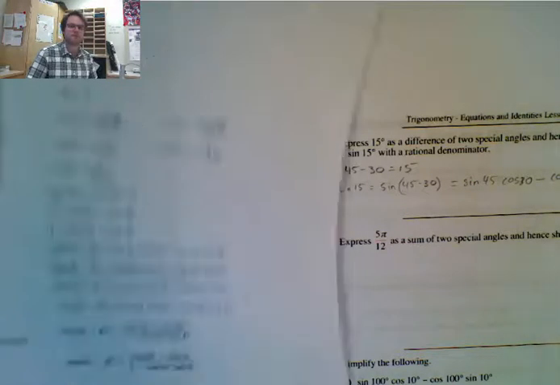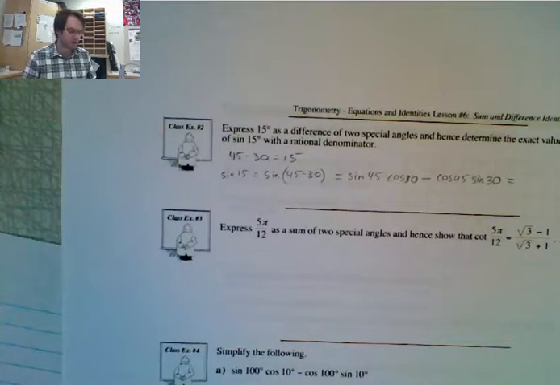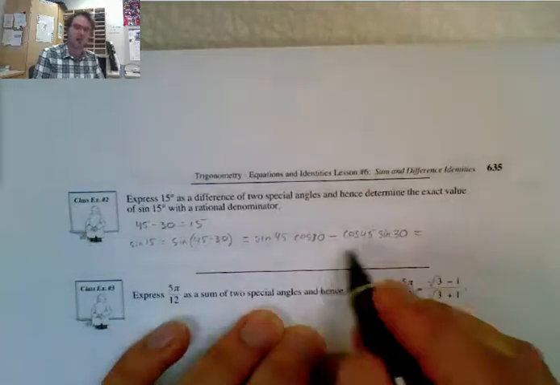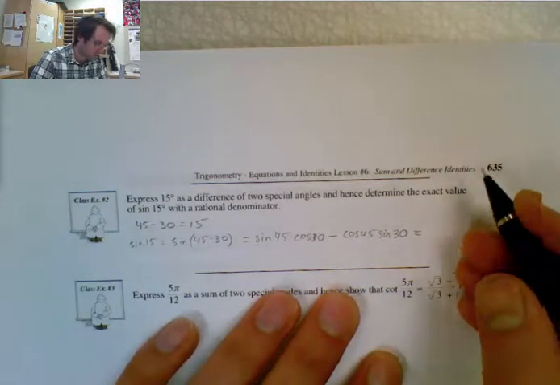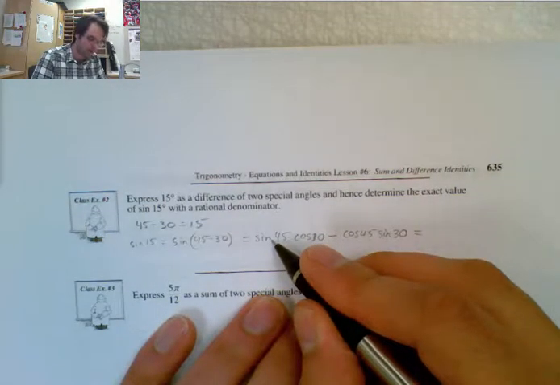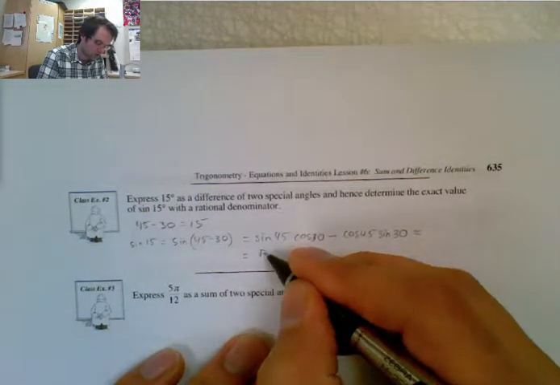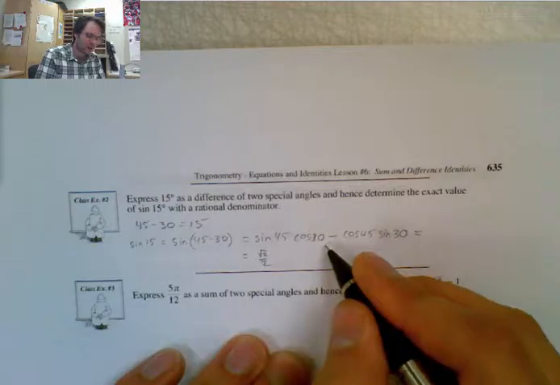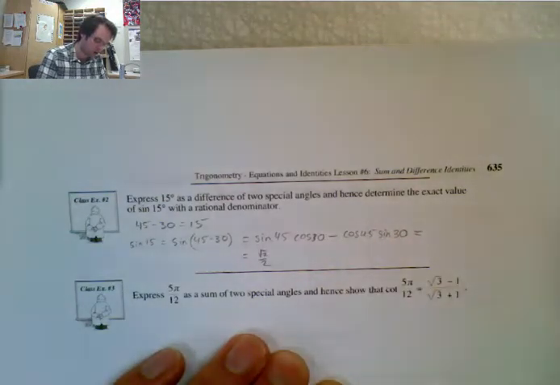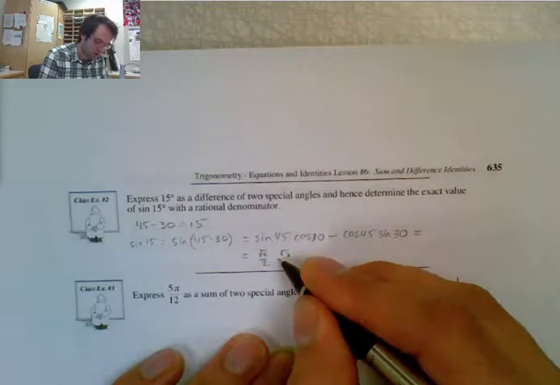Okay? So now let's simplify these out. Now that I have this, we're going to simplify this out, and I'm going to end up getting sine 45, I'm going to put it underneath, is the same thing as root 2 over 2. Cosine 30, that's the longer cosine, so it's going to be root 3 over 2.